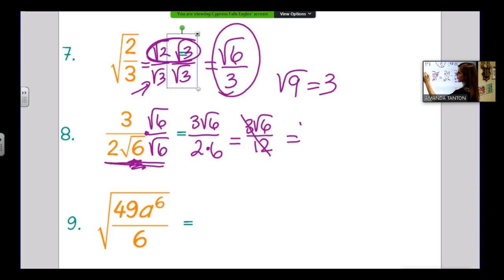Oh no, I lost my pen. Root 6 over 4. I lost my pen somehow. I'm frozen. So the root 6 stays. It's not letting me write. And the 3 and the 12 cancel out and get 4.